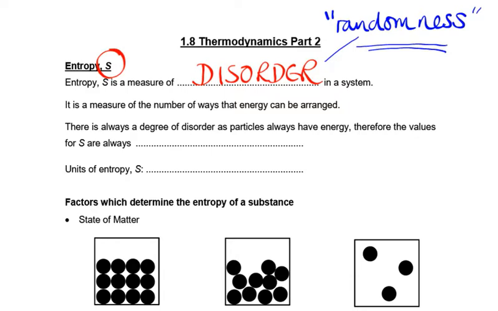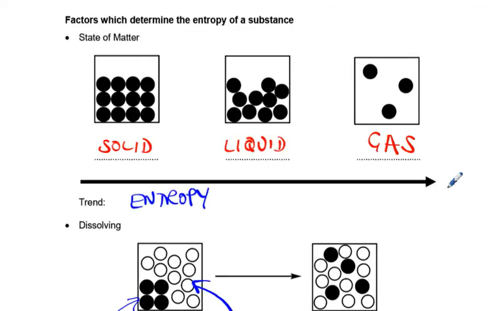Everything has a certain degree of disorder or randomness, and therefore entropy values are always positive. The units of entropy, and this will be given in the question, so you don't necessarily need to learn this, are joules per Kelvin per mole. It's worth mentioning at this point that it is joules and not kilojoules, and we'll look at that later on.